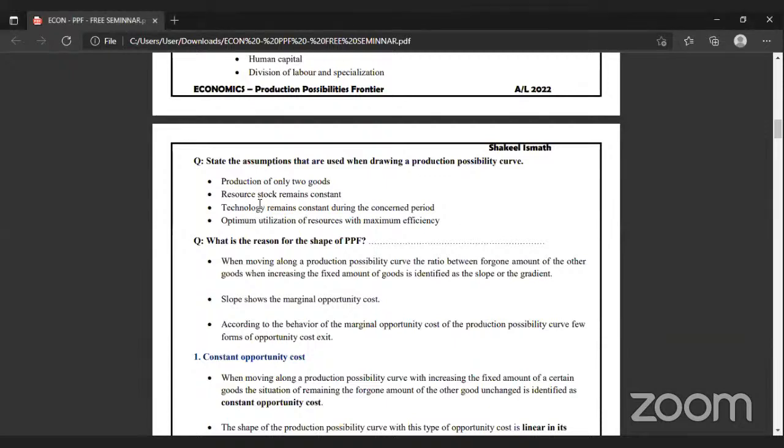Right. So these are the assumptions: only two productions can be produced, and the resource stock remains constant. That means there are no changes in the labor resources and no changes in the capital resources. Whatever we say, the resource endowment, there is no change, because in the graph we can draw only two combinations. That's why this production possibility combination was introduced by the father of economics.